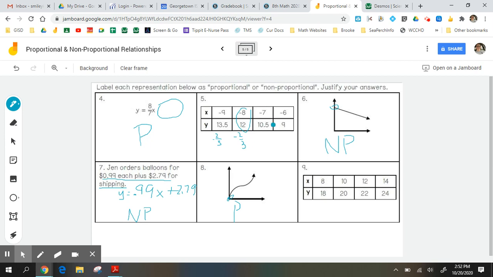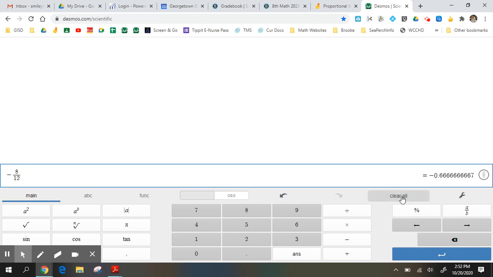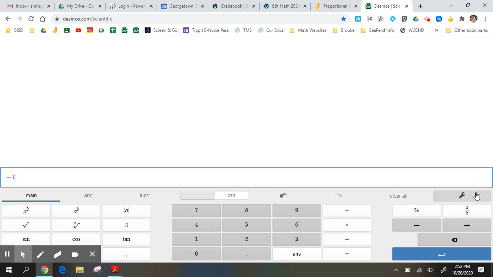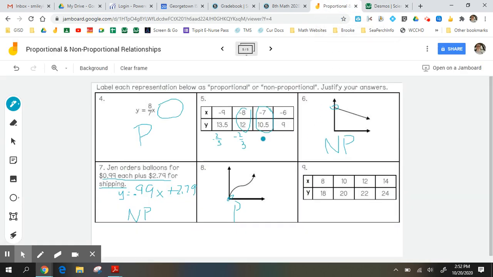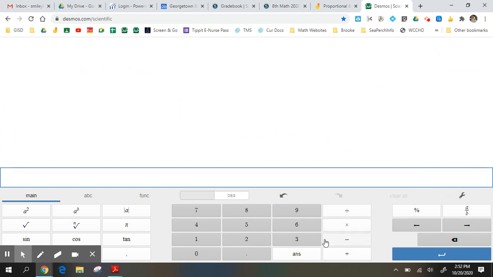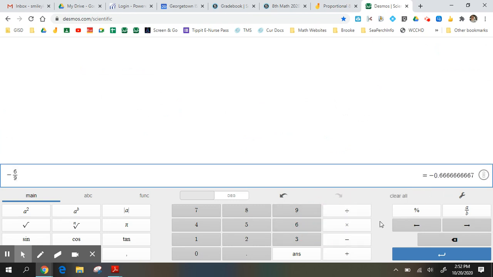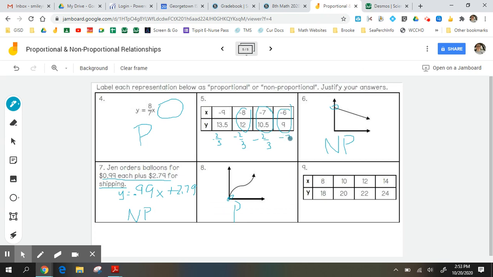I could keep the decimal if I wanted to. Try this next one. -7 and 10.5. -7 divided by 10.5. Again. So we want to check the entire table because somehow someone will throw in something that's wrong right there. So, and then of course, -6 divided by 9, we know that's a -2/3 when we simplify it. We show that there is a constant ratio through this whole table. And so, yes, it is proportional. If you want to do a P somewhere in that box.